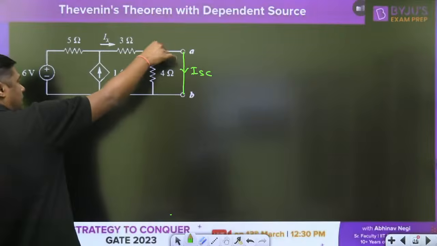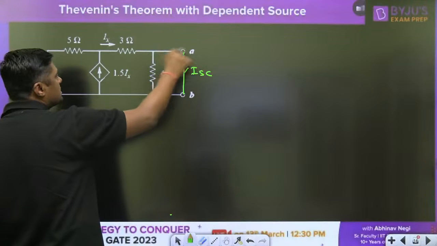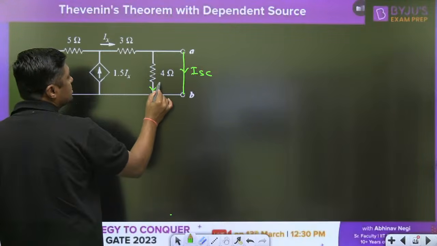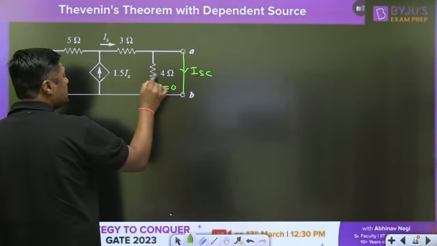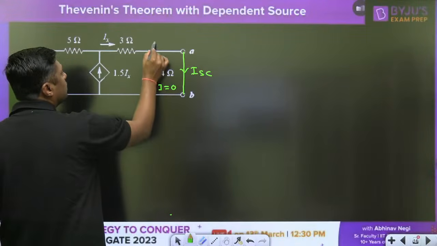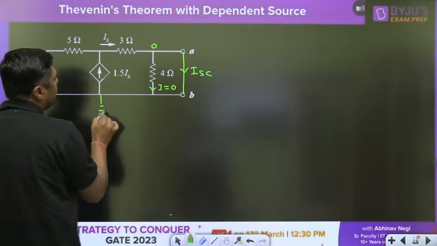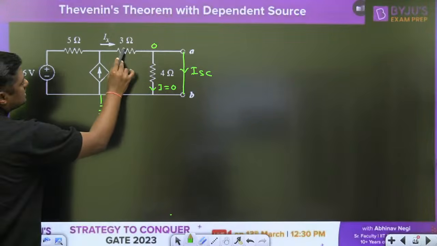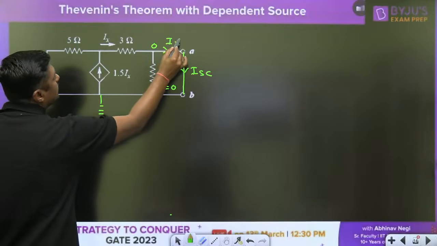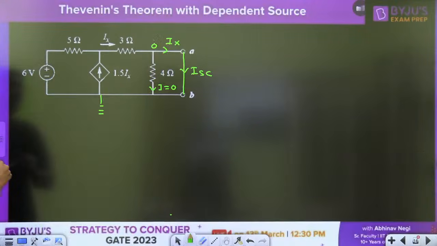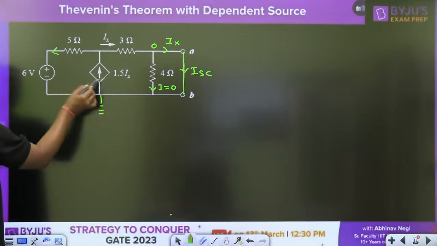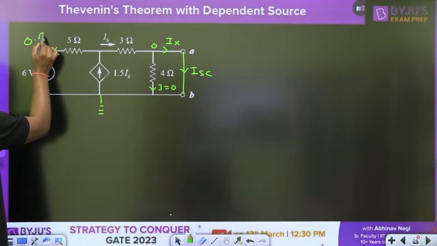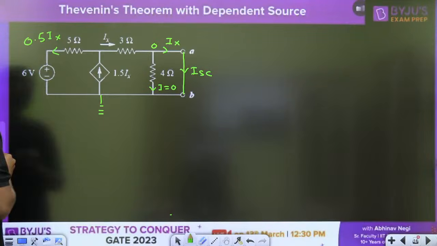When I connect this to make a short circuit, this is the current ISC. What will be the current here? 0. Why 0? Because there is no drop; the drop across this is 0. This is the reference, and that's why this current Ix will pass through this. Then ISC will become Ix. Again, this current is 0.5 Ix, by the current distribution rule.